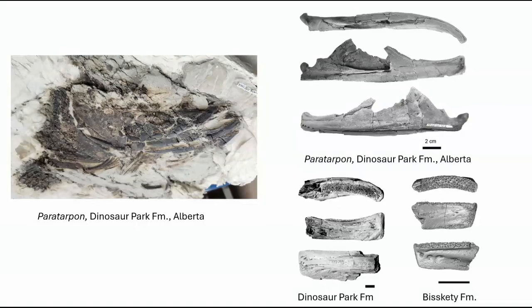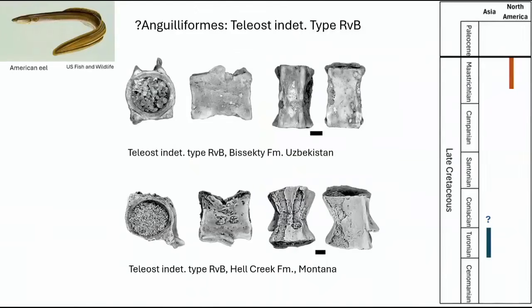I can compare these with the Bissekty Formation. There is a minor difference in that the row of sensory canal pores on the Bissekty Formation is higher up than in the North American one. Not sure of the significance of that at this point, but with the material available, I think it'll be possible to work out exactly how closely related the Bissekty Formation and Dinosaur Park Formation elopiforms are.